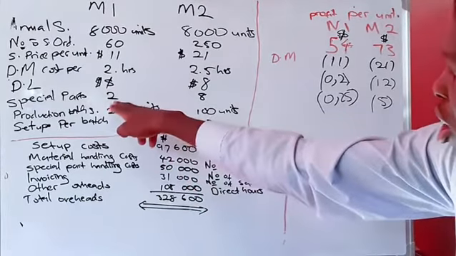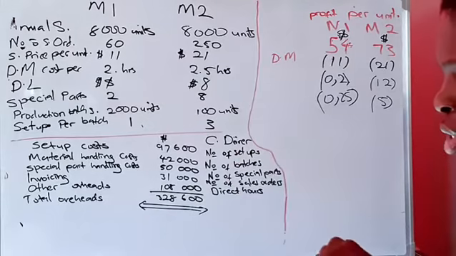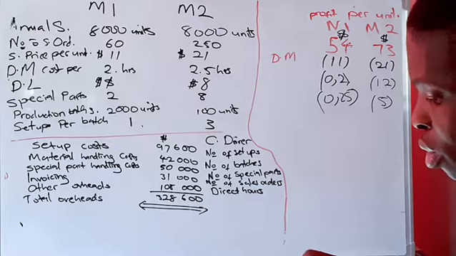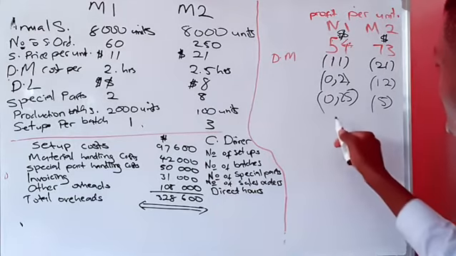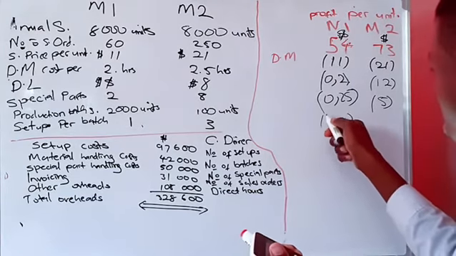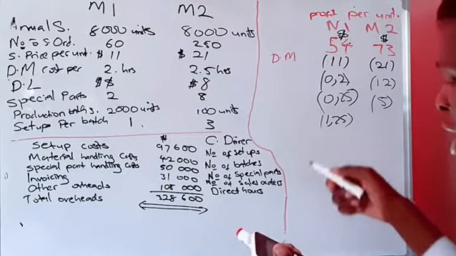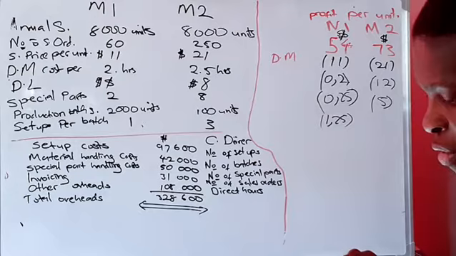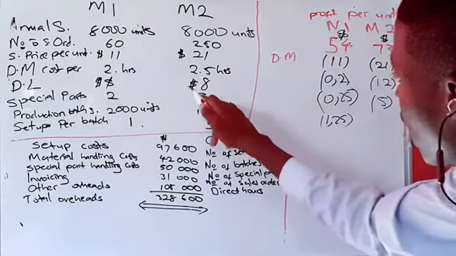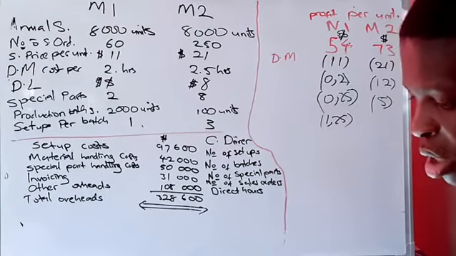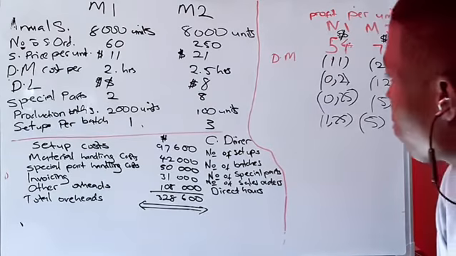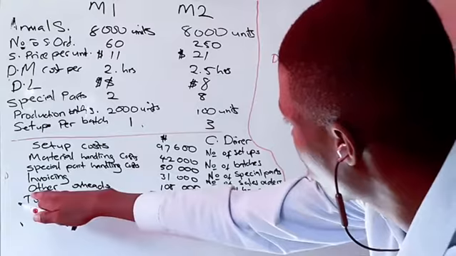So this one used 2 special parts. So now 0.625 times 2. Then that must give you your answer sitting down there of 1.25, okay? And then 0.625 times 8. That must give you a 5 here, okay? And then move on to the next one, invoicing.